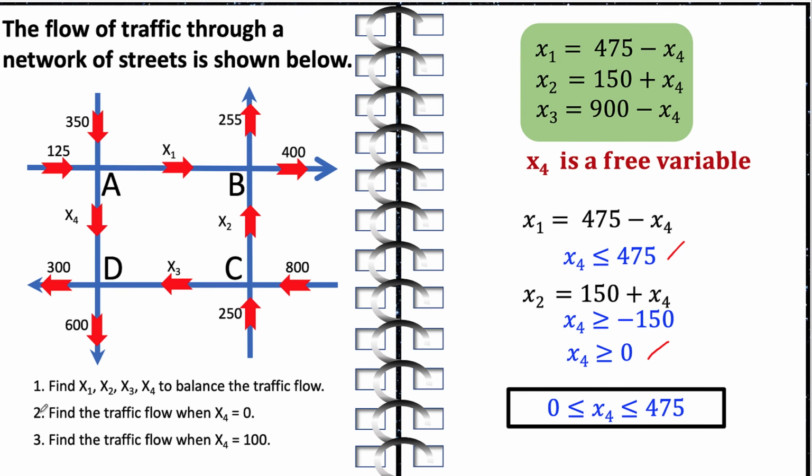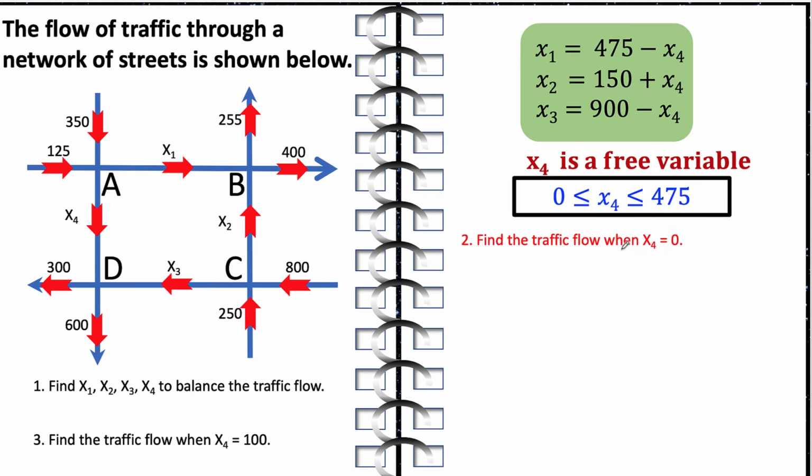Let's answer number 2. Find the traffic flow when x of 4 equals 0. What does it mean to have zero traffic flow at x of 4? This means that we close the traffic to this road AD. Probably there's a construction or a temporary closing because of accidents. By closing this road, that will increase the volume of traffic going to point D, and that will also lessen the volume of traffic entering intersection D.